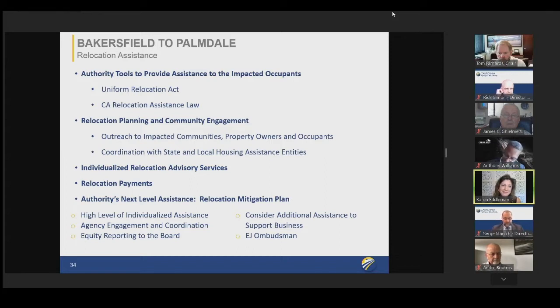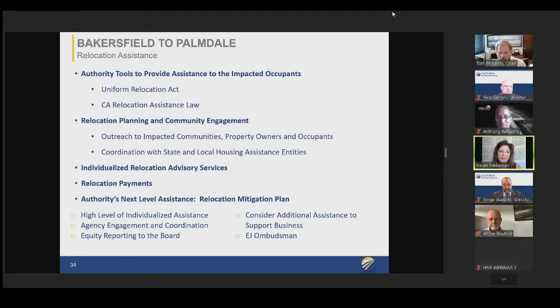And so I wanted to explain a little bit about our relocation assistance program and see if you have any questions about that. But already the board has some amazing tools to address the needs of persons who are on property that are being acquired by the project. And the first is the Uniform Relocation Act. And the second is the California Relocation Assistance Law.